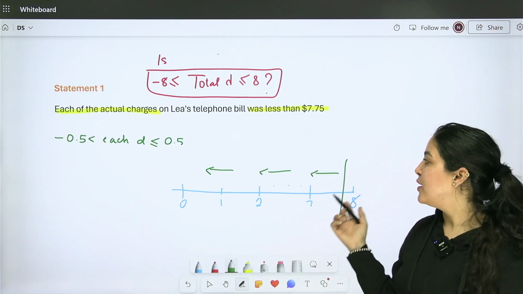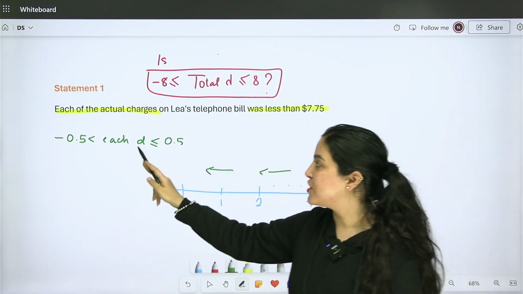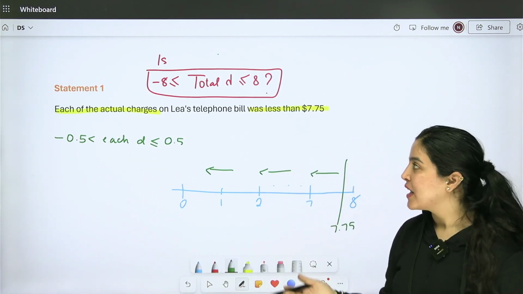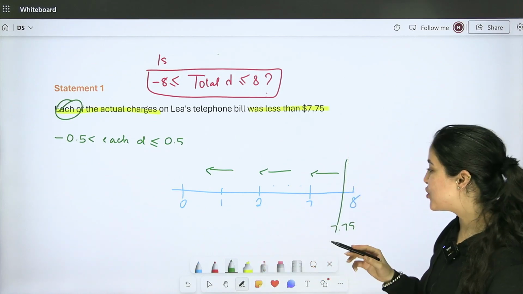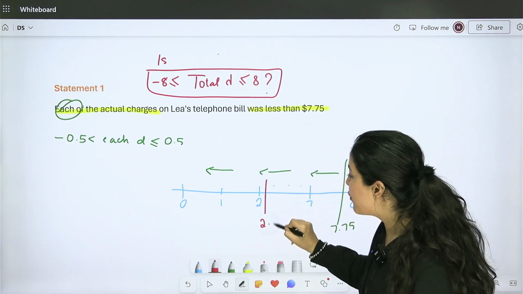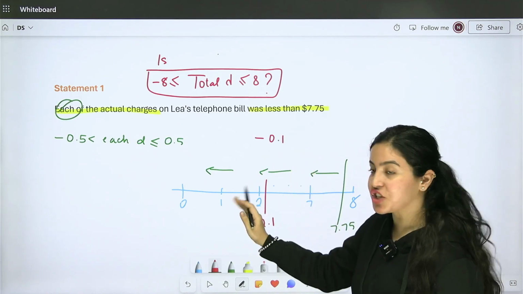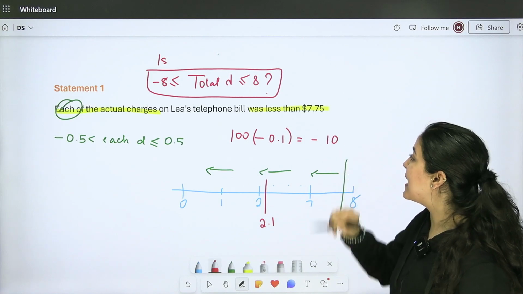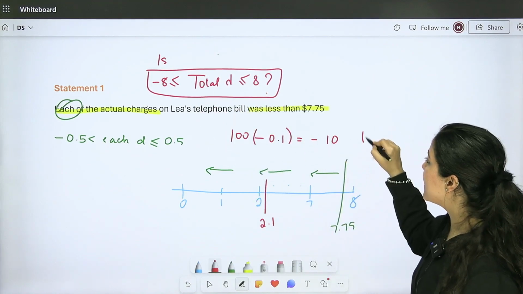Now, I know it's here, but essentially I'm interested in the total deviation only, where each deviation I know will be this much. But how many charges do I have? It tells me about each charge, but how many are there? Imagine a situation where I have 100 different charges and all of those are equal to 2.1. What happens in that case? You will have a negative 0.1 deviation 100 times. When you really do all of this, it's going to be negative 10. This much is the deviation. Is it between negative 8 and 8? No, so I can get a no.